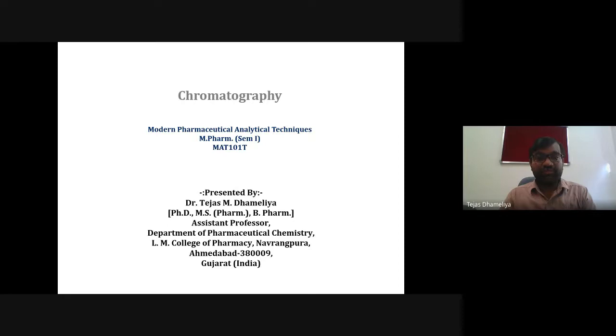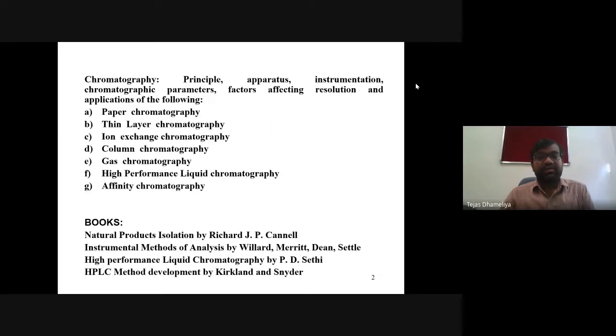One of the major concepts is the syllabus, because the syllabus is generally required to learn and understand the several other topics. Several chromatographic techniques are available, in which we will be learning the principle, the apparatus, the instrumentation, the several types of instrumentation available for paper chromatography, thin layer chromatography, ion exchange chromatography, column chromatography, and some other techniques.